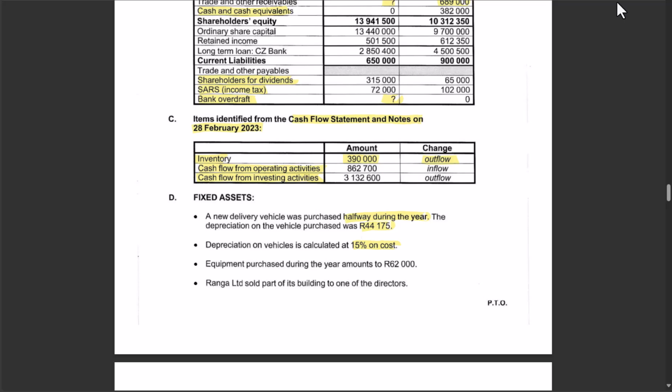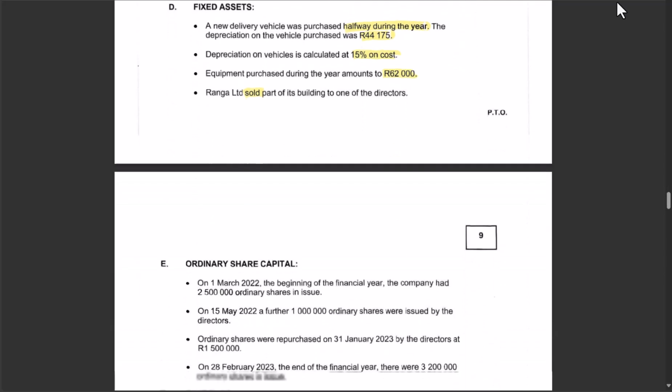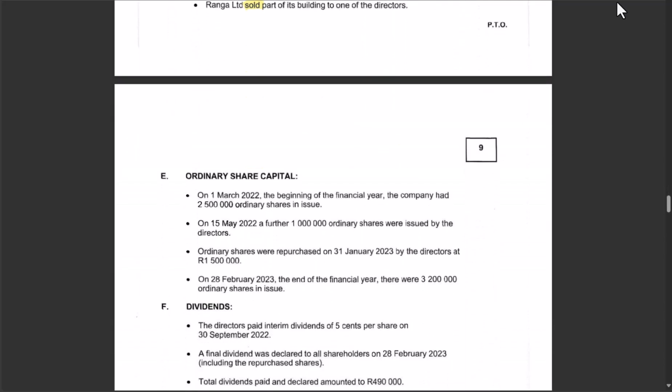Equipment with the value of 62,000 was purchased during the year. Ranga sold part of its building to one of the directors. So there was a sale of one of the buildings. Then ordinary share capital: on 1 March 2022, the beginning of the financial year, the company had 2,500,000 shares in issue. That means shares that were in circulation. Then on 15 May 2022, 1 million more shares were issued.